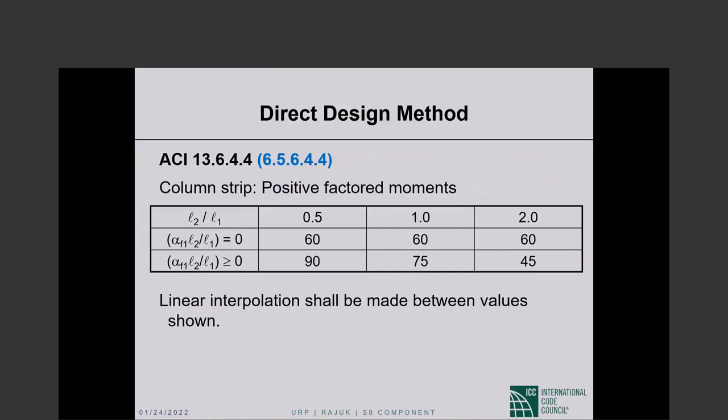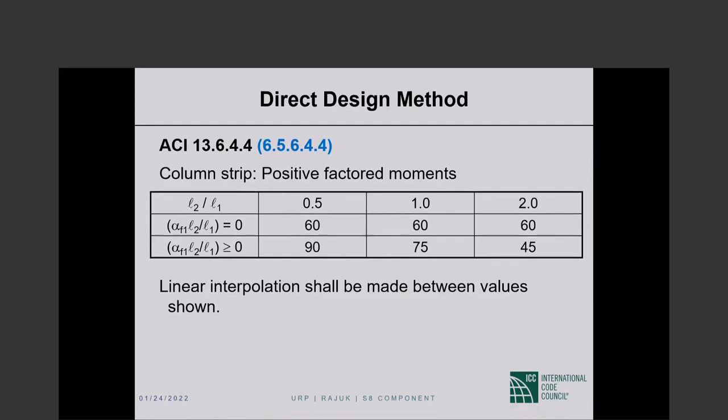So we talked about distribution of negative moment, interior negative moment, exterior negative moment. Now it is positive factored moment. How much goes to the middle strip, how much to the column strip. So this is our situation. No column line beam, or the column line beam isn't stiff enough. It is 60-40 distribution, as I mentioned earlier. 60% going to the column strip, 40% to the middle strip.